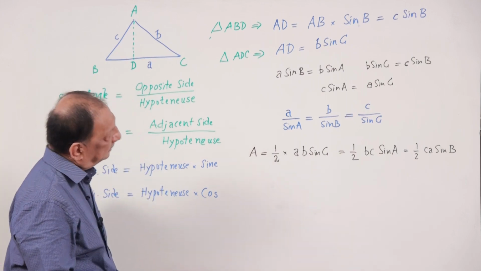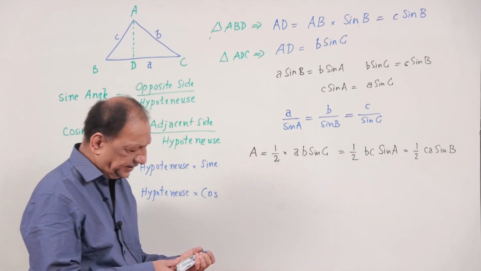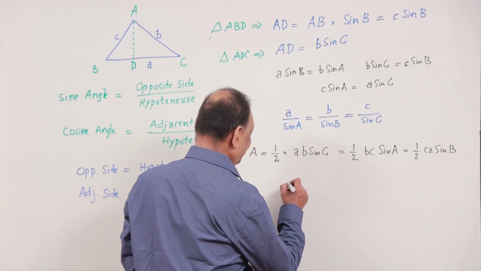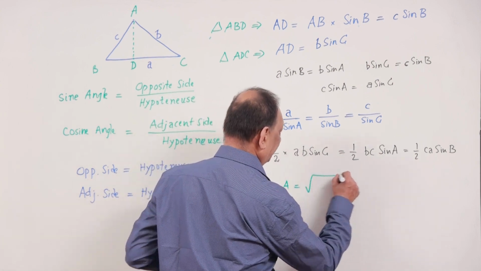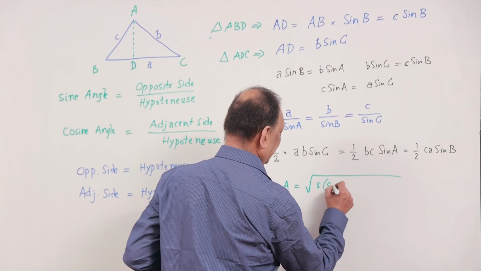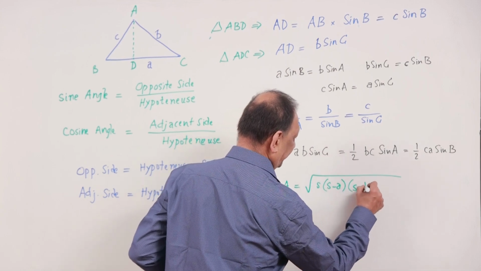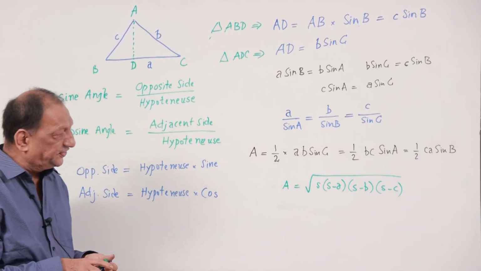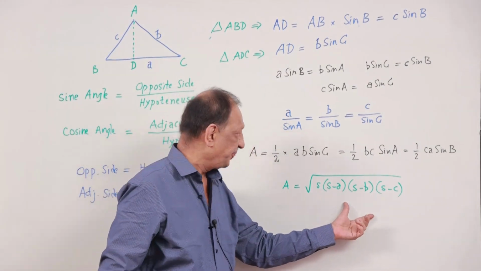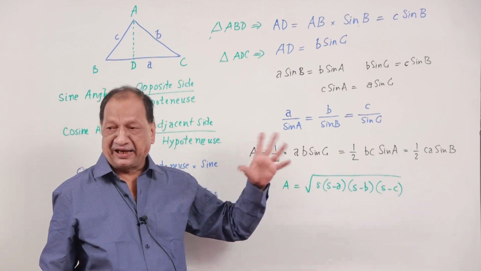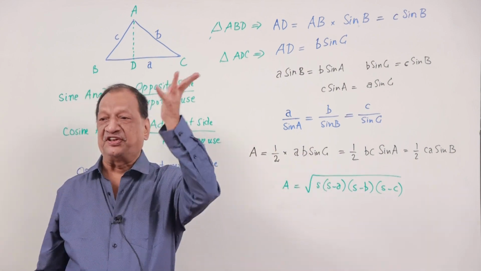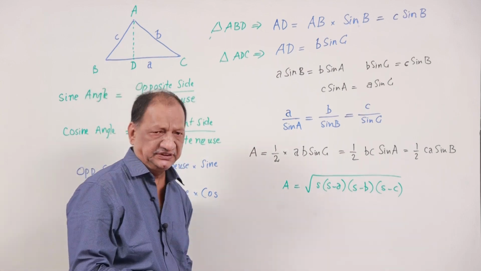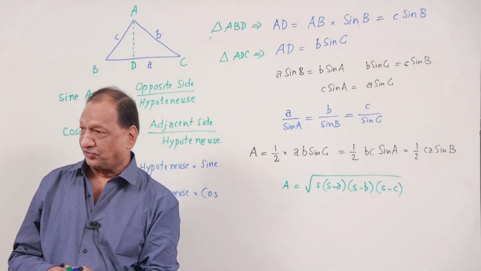Now, we also knew that if you knew all three sides A, B, C, we know the area is the square root of S multiplied by S minus A, S minus B, S minus C. Heron's formula is there. So if I know the three sides, I can use this formula to compute the area. If I know two sides and the included angle, I can use this half AB sin C formula to compute the area. Then what is the other case? I know one side and two angles, which is quite possible.